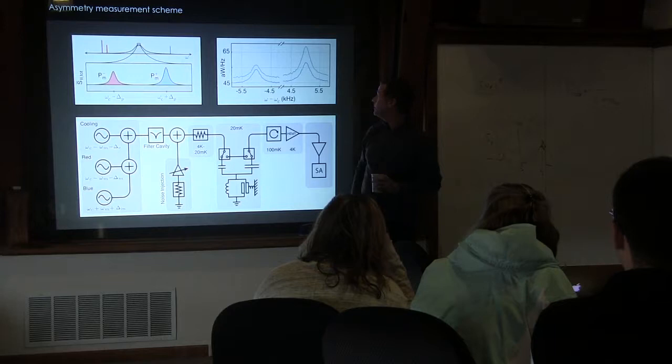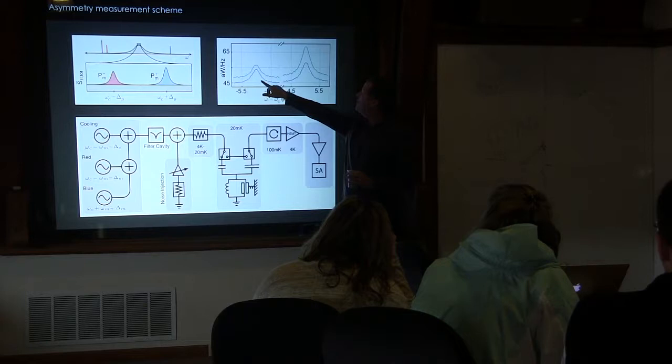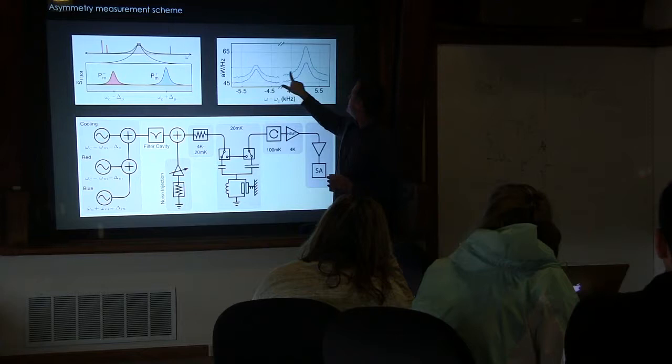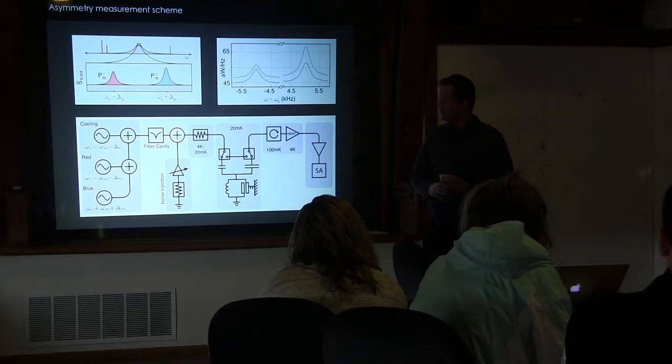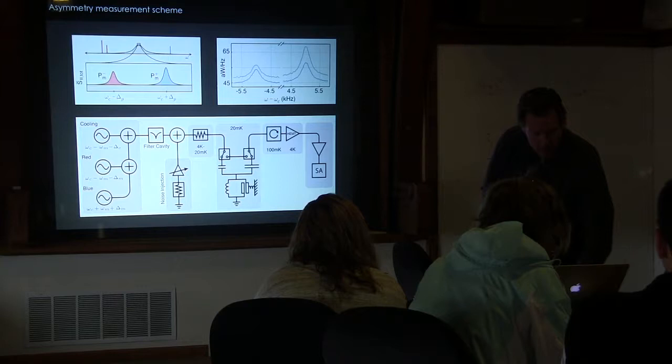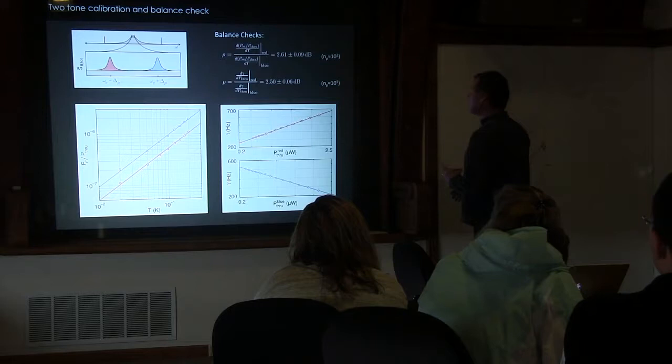So here are some examples of the data that comes out, where for different occupation factors in the mechanics, different amounts of cooling on the purple, I can see these two traces and they're clearly different. Okay. Oops. So they're clearly different. And then the microcircuit to make those measurements is more or less straightforward. There's nothing fancy there.